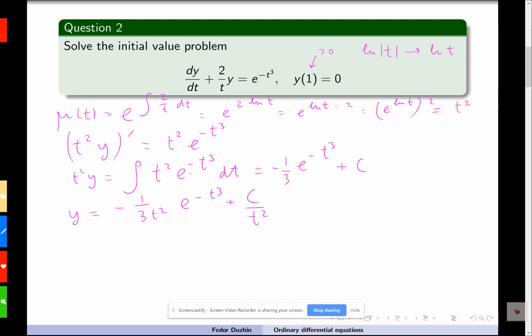So let me use the initial condition. The initial value of t is 1 and the initial value of y is 0. So 0 equals minus 1/3. The initial value of t is 1. So e to the minus 1 plus c is going to be 0. So which means that my constant is 1 over 3e.